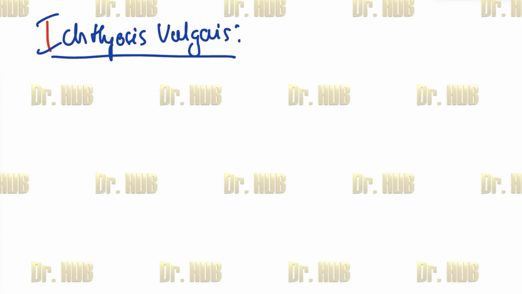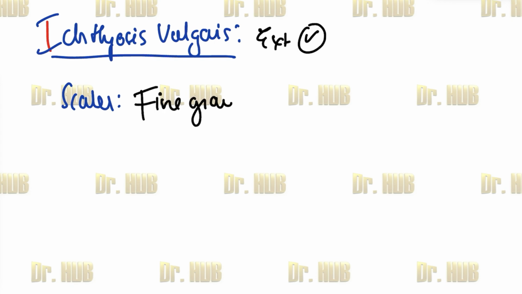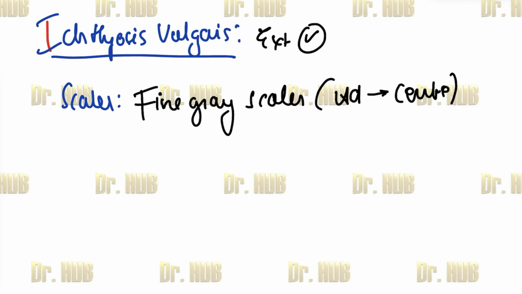Looking at the distribution, it is on the extensors and the flexors are spared. Next, looking at the scales, they are fine gray scales. They are adherent at the center, and have upturned edges.